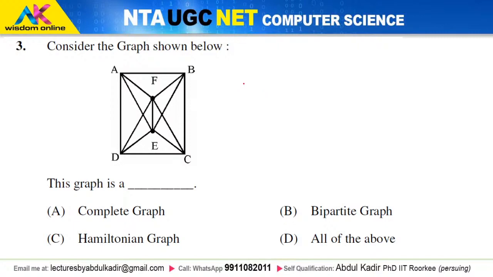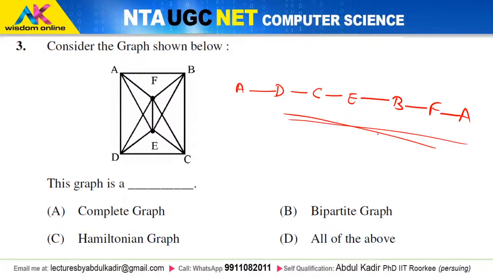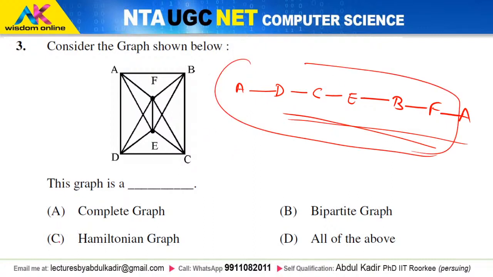Okay, so you can try to find if there is a Hamiltonian circuit or not. For example, A to D you can go, from D to C you can go, from C to E you can go, from E to B you can go, from B to F you can go, and from F to A you can go. So this is your Hamiltonian circuit. So this is a Hamiltonian graph.